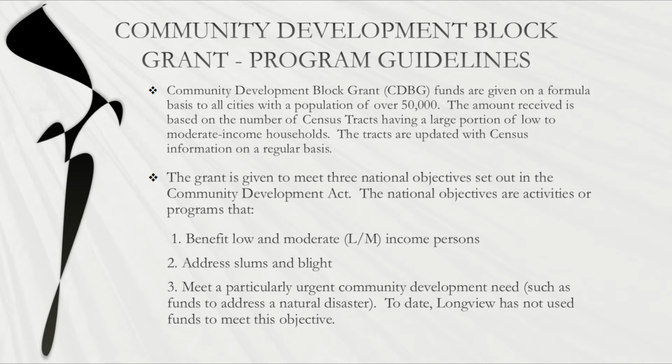Community Development Block Grant funds are given on a formulaic basis to all cities with a population over 50,000. The amount received is based on the number of census tracts having a large portion of low to moderate income households. These tracts are updated with census information on a regular basis. The grant is given to meet 3 national objectives set out in the Community Development Act. The national objectives are activities or programs that 1, benefit low to moderate income persons, 2, address the slum and blight, 3, meet a particularly urgent community development need, such as funds to address national disaster.